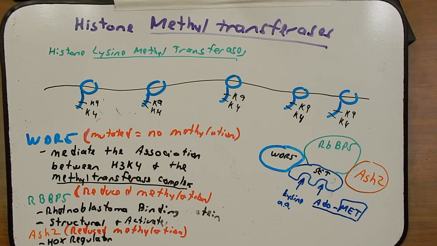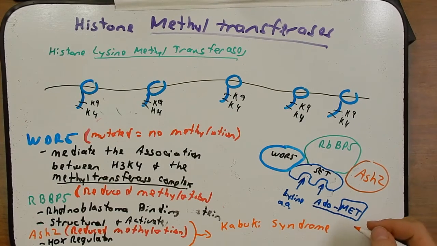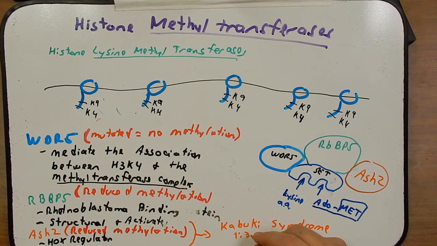I'm running out of room here, but I did want to say one thing about ASH2 here. And that is, it's got a link to a human disease. And this human disease is called Kabuki syndrome. It's a very rare disease. It's something like 1 in 32,000 live births have this syndrome. So it's not very common, but it leads to various abnormalities found in children, including mental disabilities.